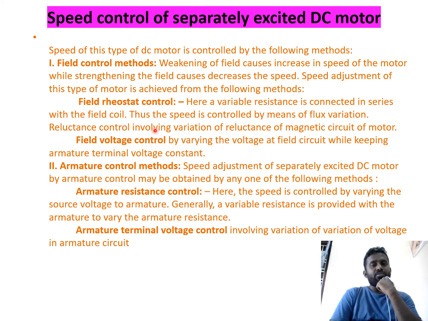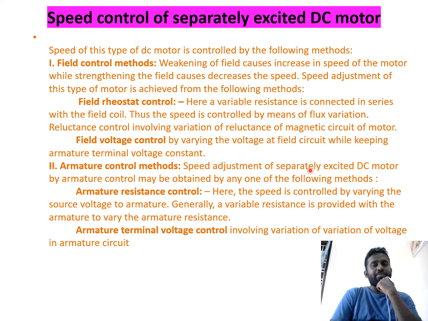Now, reluctance control involving variation of a reluctance of magnetic circuit is also possible. Now, what is field voltage control? By varying the voltage at the field circuit while keeping armature terminal voltage constant, you can also vary the speed of the motor. Now, the armature control methods.